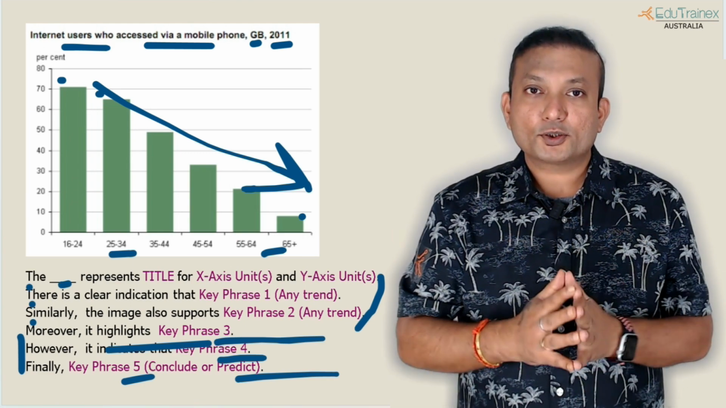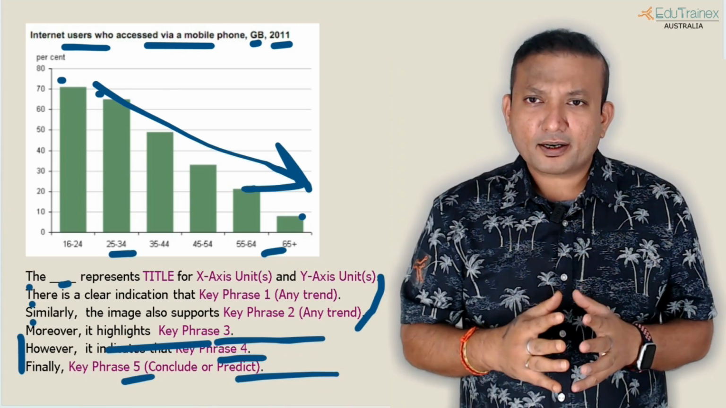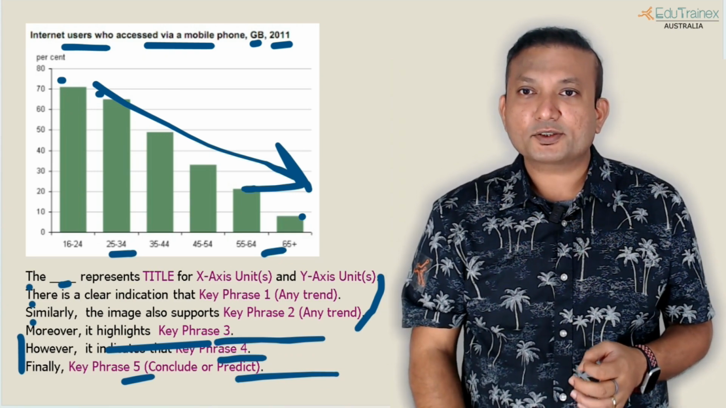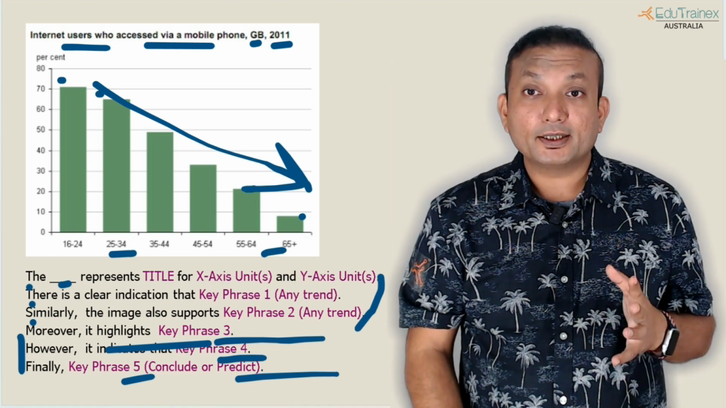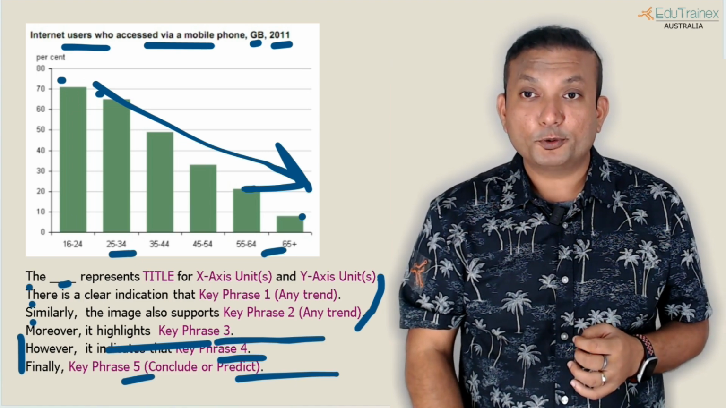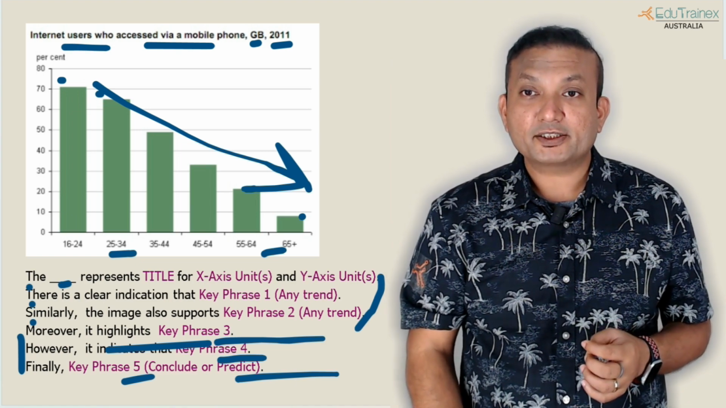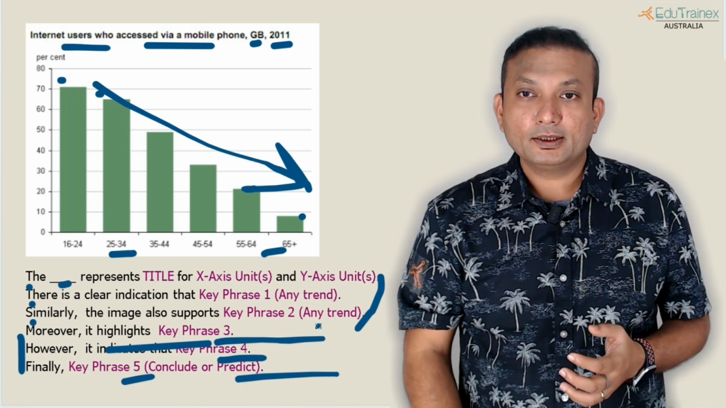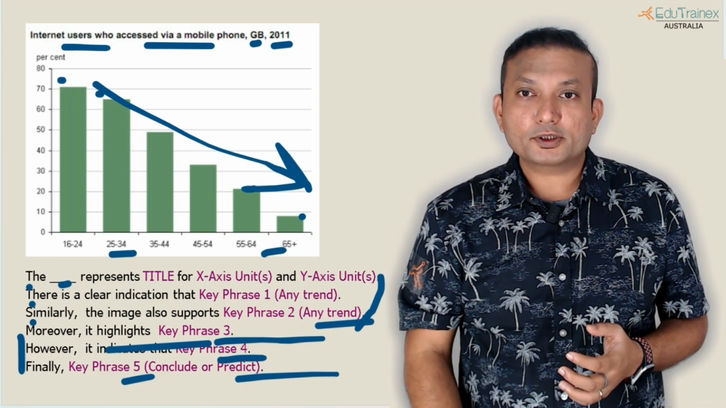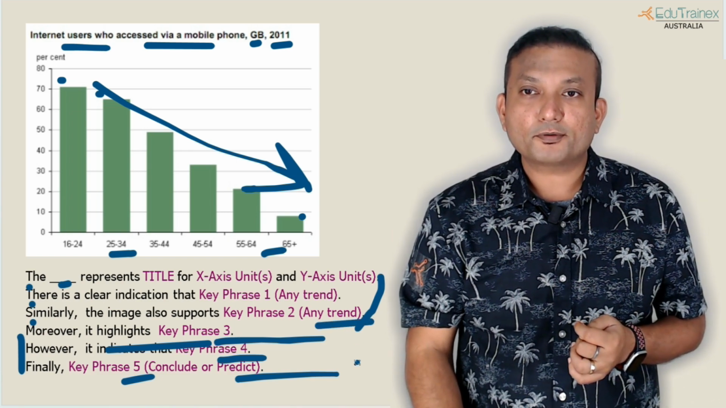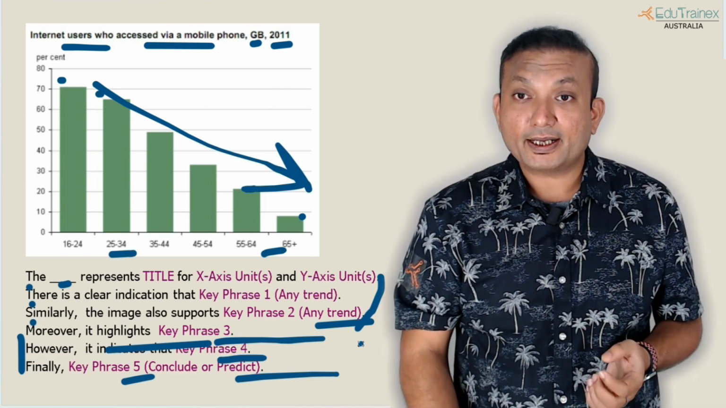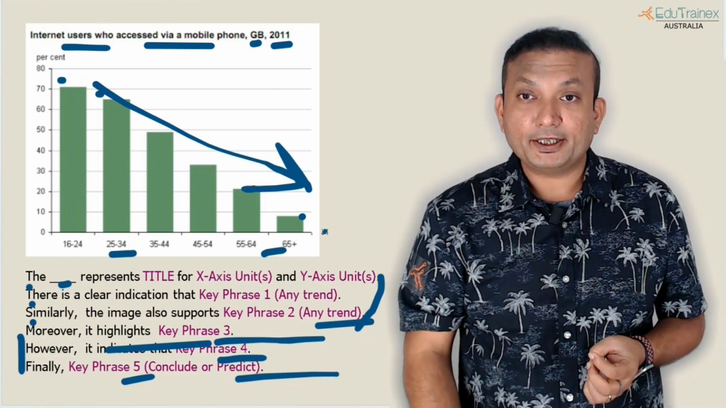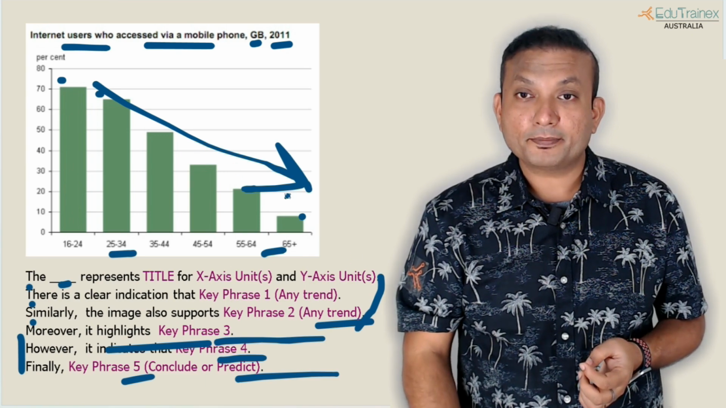So if I have to say this, I will say the bar graph represents the internet users who accessed via mobile phone in Great Britain for various age groups and their percentages. There is a clear indication that the lowest age group of 16 to 24 has the maximum internet users at around 70%. Similarly, the image also supports the lowest internet users are for 65 plus age groups, which is below 10%. Moreover, it highlights that 25 to 34 age groups is just below the maximum at around 65%.